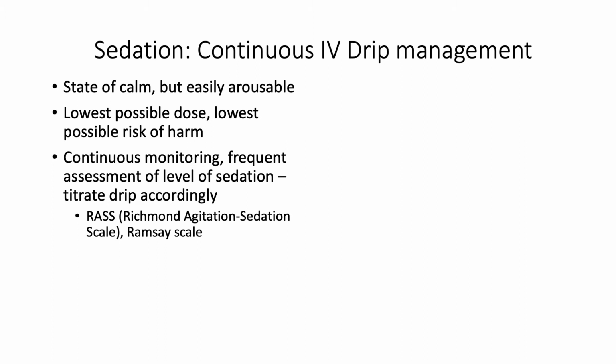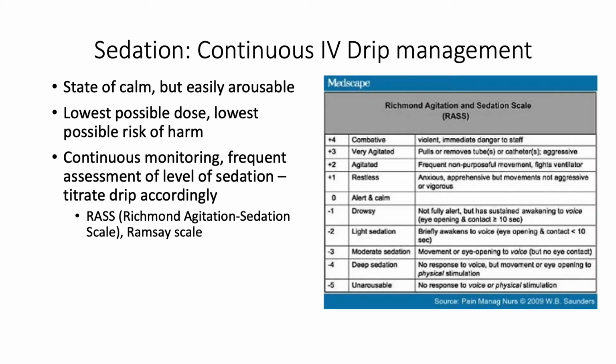If the goal with this continuous sedation drip is to sedate our patient, we need a clear and effective way to assess that level of sedation. Now, different facilities may use different scales to assess sedation, but two of the most common are the Richmond Agitation Sedation Scale, or the RASS, and the Ramsey Scale.